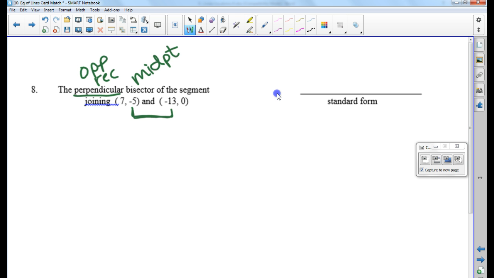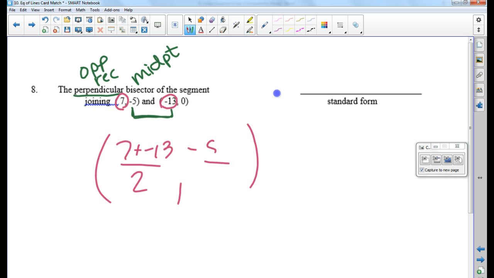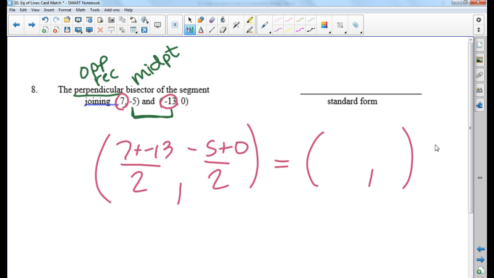So step 1 is to find midpoint. We haven't done this in a while. Let's do it. You ready? Midpoint. Add the x's and divide by 2. So let's grab our x's. 7 and negative 13. Add the x's and divide by 2. And then we add our y's and divide by 2. So let's call in some names. Kaylee, what is the x value? Negative 3, negative 6 divided by 2.